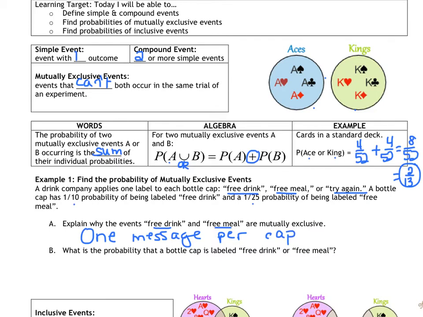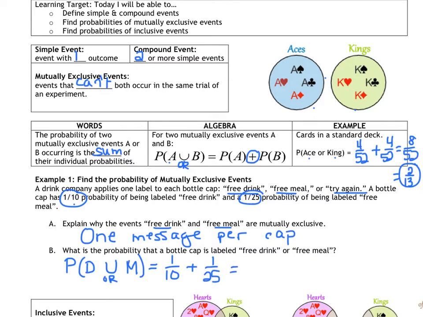You can't win both a free drink and a free meal underneath the same cap, so they each only have one listed. So now let's find the probability that you just want to be a winner. You either want to win a free drink or a free meal. Remember that symbol means or. So the probability of winning a free drink is 1 in 10. The probability of winning a free meal is 1 in 25.